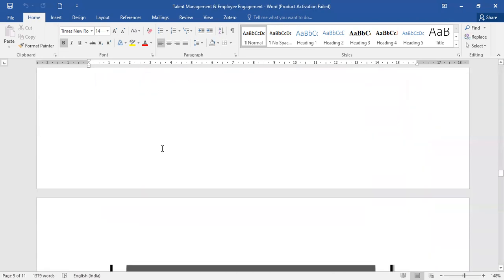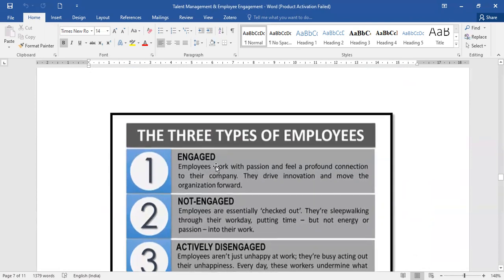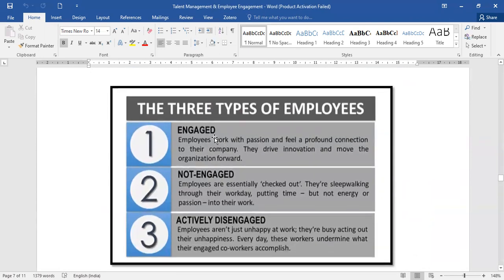Then we have engaged, not engaged, and actively disengaged employees. We have studied this in detail. Engaged employees have a great amount of connection. Not engaged employees are basically not energetic and not passionate towards the work. Actively disengaged employees are the unhappy employees, and they will not show their engagement at all in organizational activities.